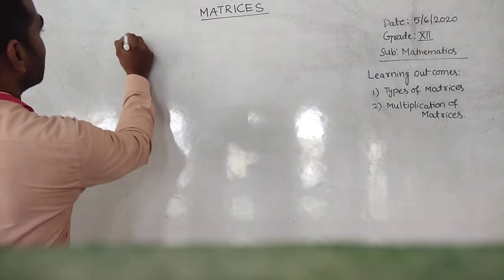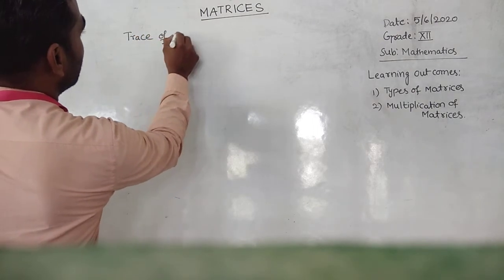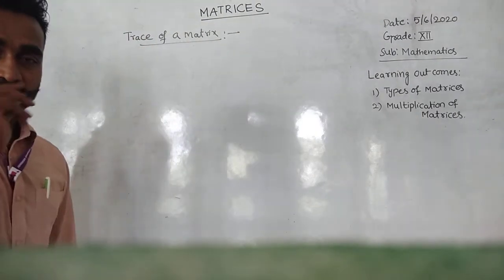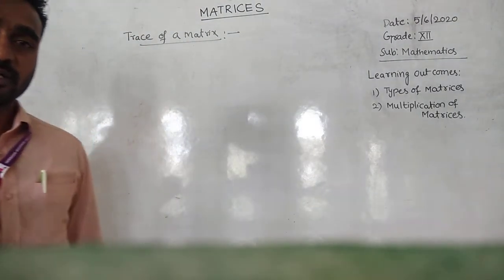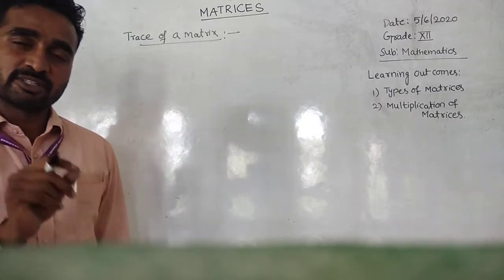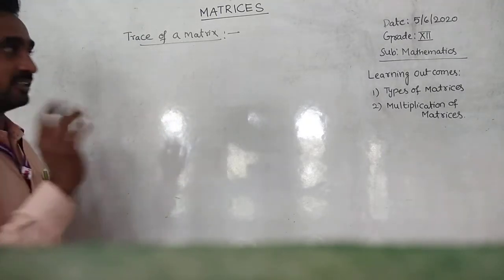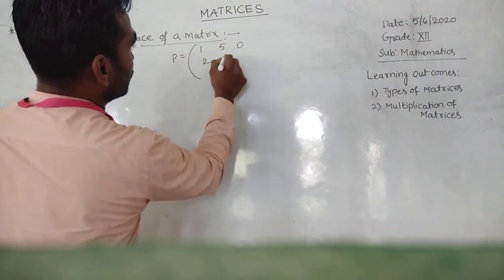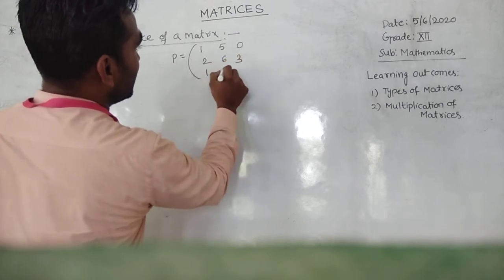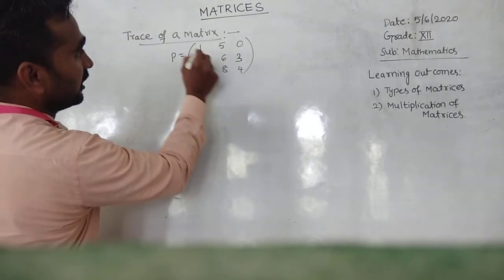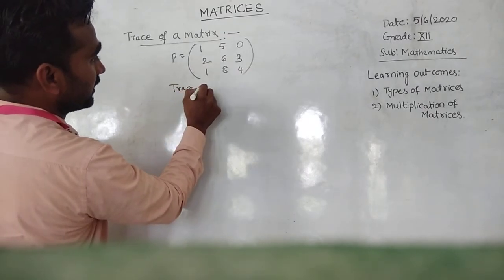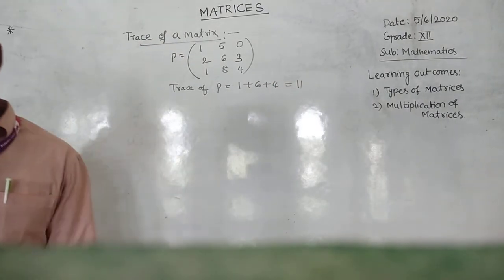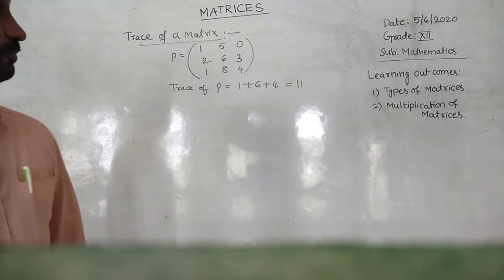Next, trace of a matrix. The trace of a matrix is a real number or complex number: the sum of the principal diagonal elements. Suppose a matrix P is [1, 5, 0; 2, 6, 3; 1, 8, 4]. See the principal diagonal elements. The trace of matrix P is equal to the sum of the principal diagonal elements, that is 11. 11 is the trace of the matrix.